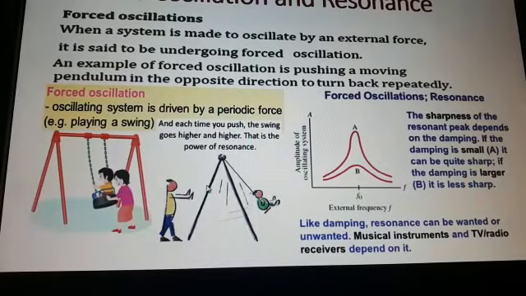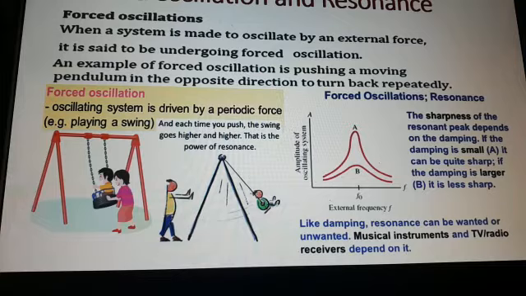Forced oscillation and resonance. When a system is made to oscillate by an external force, we are giving a force, that is forced oscillation. It is said to be undergoing forced oscillation. An example of forced oscillation is pushing a moving pendulum in the opposite direction to turn it back repeatedly. A forced oscillating system is driven by a periodic force, like playing on a swing. This is an example of forced oscillation. Each time you push, the swing goes higher and higher. That is the power of resonance.